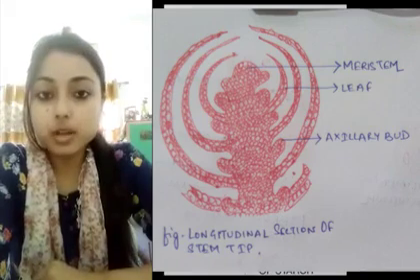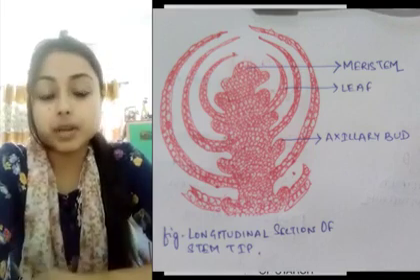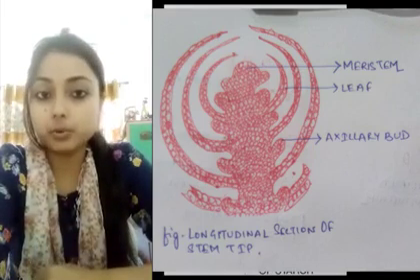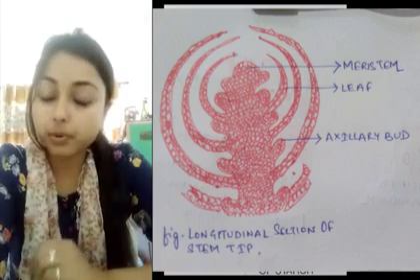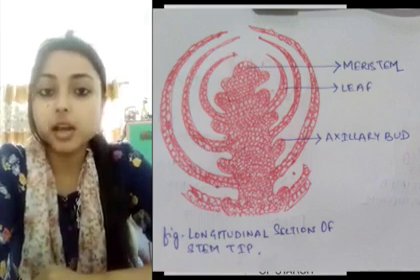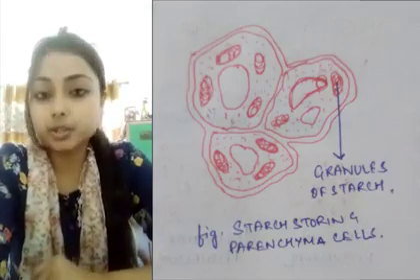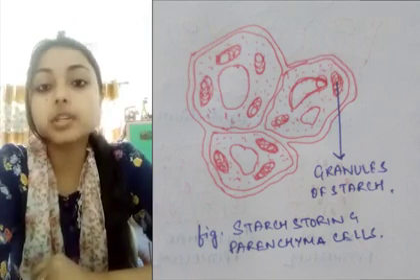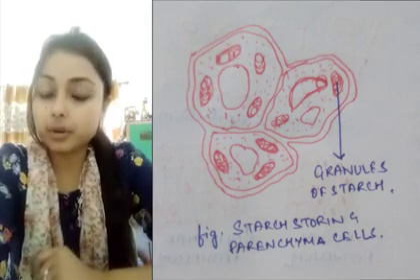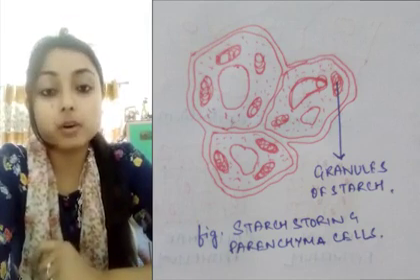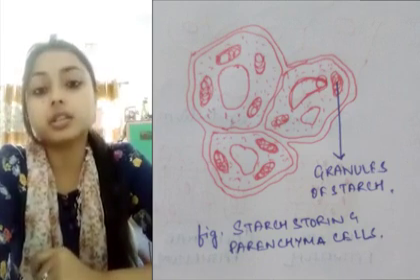Permanent tissues are made up of cells which have lost their ability to multiply. They cannot multiply anymore. They take a permanent shape to perform some permanent function, and they may be living or dead.